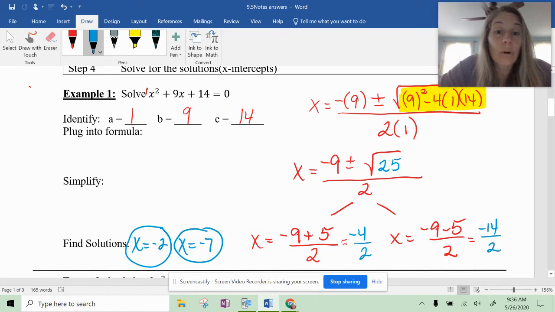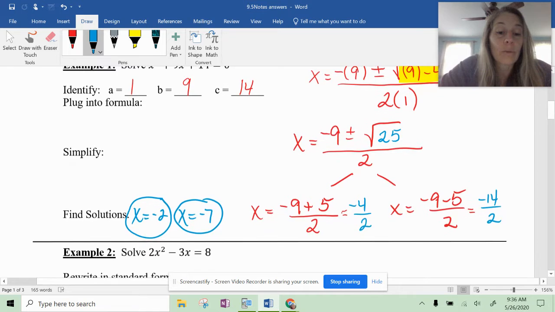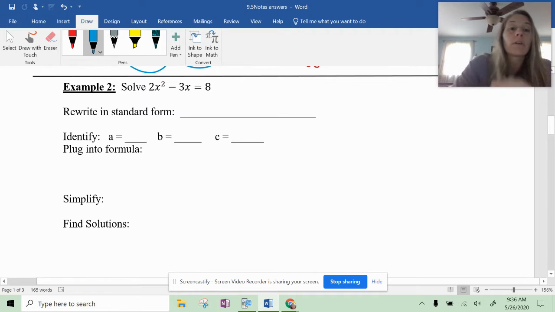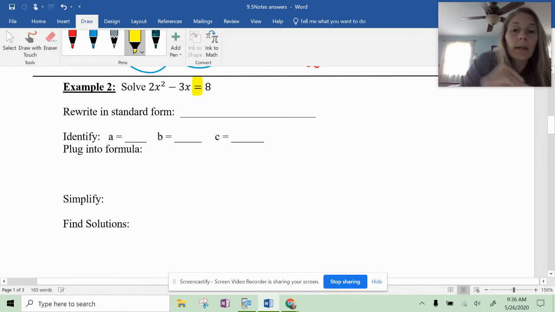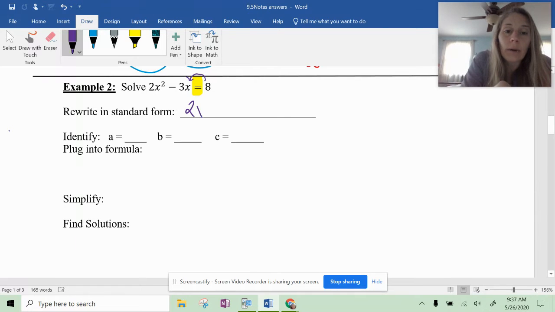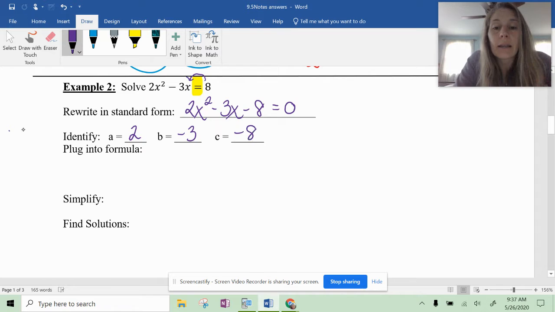So we're just going to practice some more of these, and I'll show you a couple situations. Like in the next problem, it's not in standard form already, so we're going to put it in standard form first. So you'll notice on this one, the equal sign's kind of in the middle of the problem. So the first thing that we're going to do is move everything to one side. Now, it doesn't matter which side you go to, so whatever one seems easier. So I would probably move my 8 over since there's more stuff already on the left. So then I would have 2x squared minus 3x minus 8, and then now it's just going to equal 0. So now my a value is 2, my b is -3, and my c is -8.